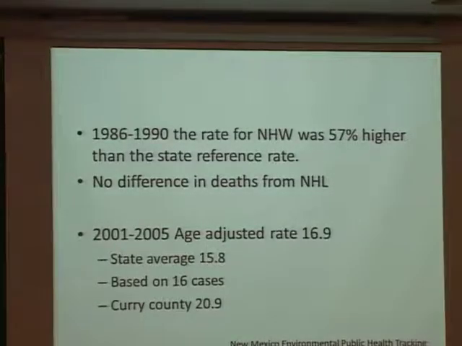So from 86 to 90, the rate was clearly higher than we would expect. But when we look at the death rate, it was exactly what we would expect. Okay? And then when they did a later study, New Mexico Environmental Public Health monitors the number of cancer cases in the state. And from 2001 to 2005, the rate here, when you adjust for the age, was 16.9. The predicted rate is 15.8. Okay? So it's pretty close to where we would predict. I would say within the range of error.